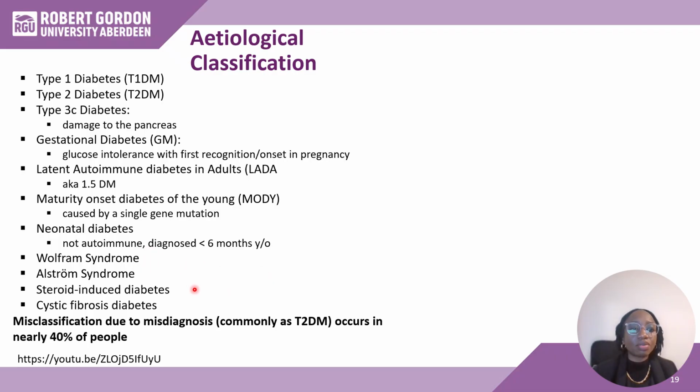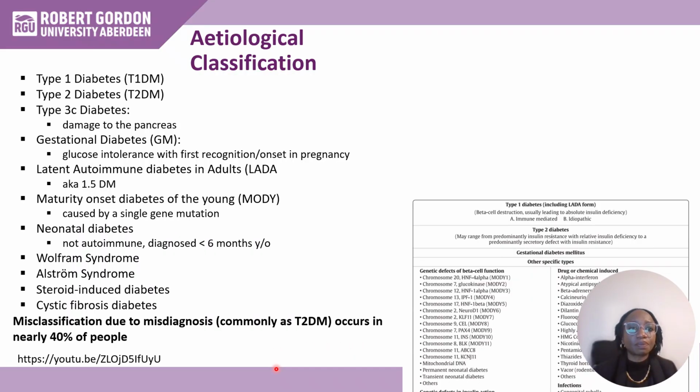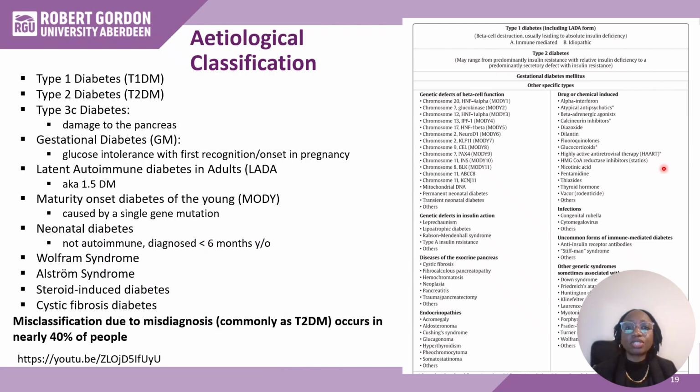We also have these other ones listed here. Some are drug induced, some are linked to other conditions. And it's also been documented that misclassification due to misdiagnosis, commonly as type 2 diabetes, occurs in around 40% of people. So it's really important that we're able to capture the type of diabetes the person has so we can support them accordingly.